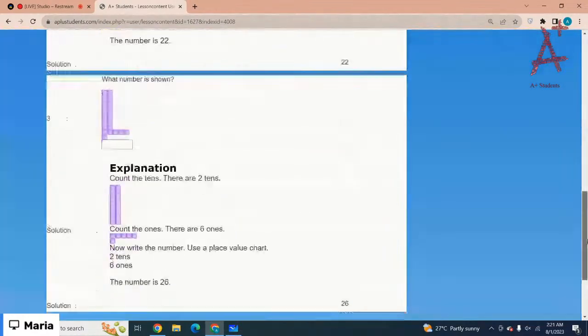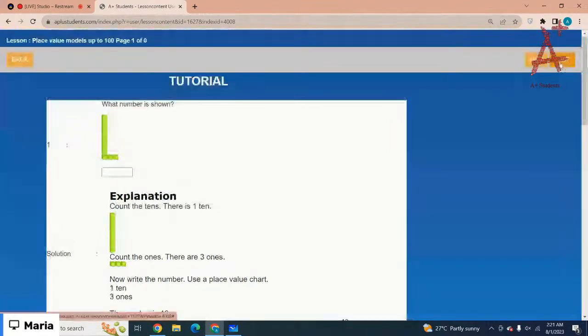Okay, the next one is what number is shown. So which is the correct option? You can see you have two tens and 1, 2, 3, 4, 5, 6, and you have six ones. Two tens and six ones make, very good, 26. Let's just start with the practice questions.